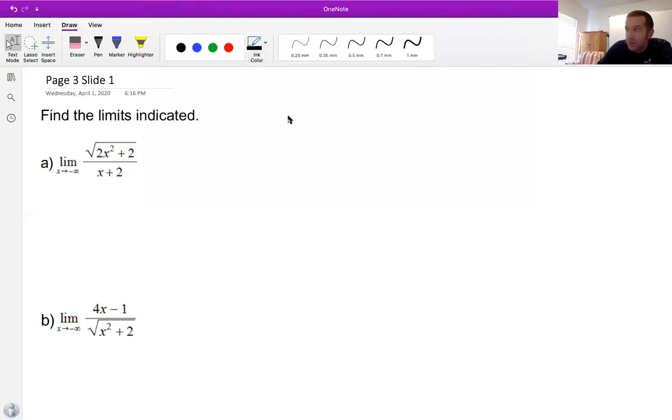Hey guys, just want to do a couple more practice problems for you. The ones from the notes, limits day 2, about infinite limits. So this is the first slide. I think it's on the 3rd page of the notes, but it's certainly in there.